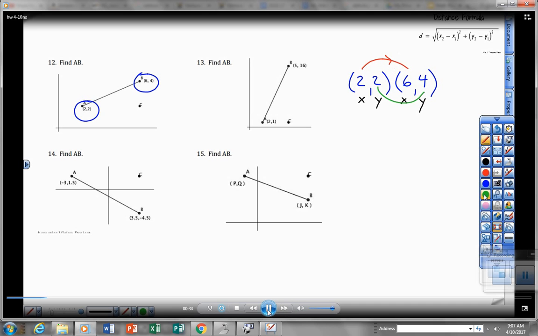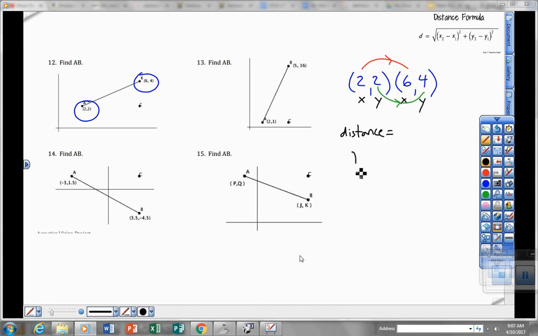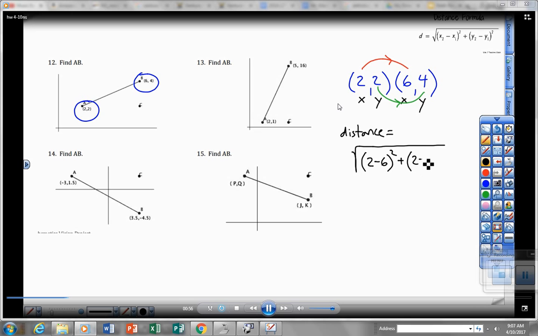I'm going to have you subtract in the same direction, left to right, the way we follow order of operations. So I'm going to make sure I subtract these two x numbers together in this formula and subtract the two y numbers together. So here I go. I'm going to plug them in. So my distance between those 2 points is the square root of the difference of my two x values. So 2 minus the other x value, 6. 2 minus 6 squared plus the difference of the two y coordinates, 2 minus 4 squared.